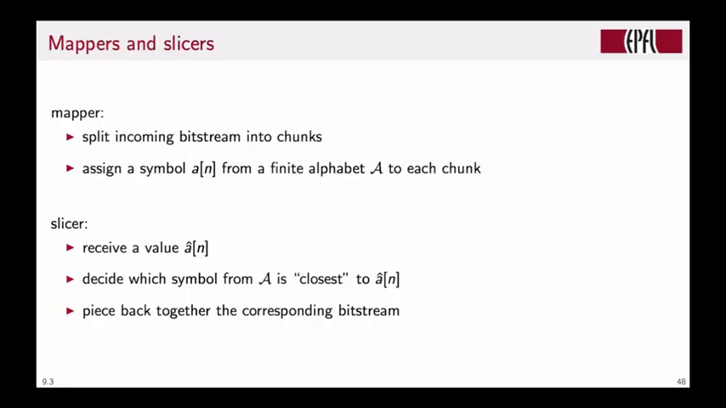The mapper will split the incoming bit streams into chunks, and will assign a symbol A[n] from a finite alphabet to each chunk. The alphabet we will decide later what it is composed of. To undo the mapping operation and recover the bit stream, the receiver will perform a slicing operation. So the receiver will receive a value Â[n], where the hat indicates the fact that noise has leaked into the value of the signal. And the receiver will decide which symbol from the alphabet, which is known to the receiver as well, is closest to the received symbol. And from there, it will be extremely easy to piece back the original bit stream.